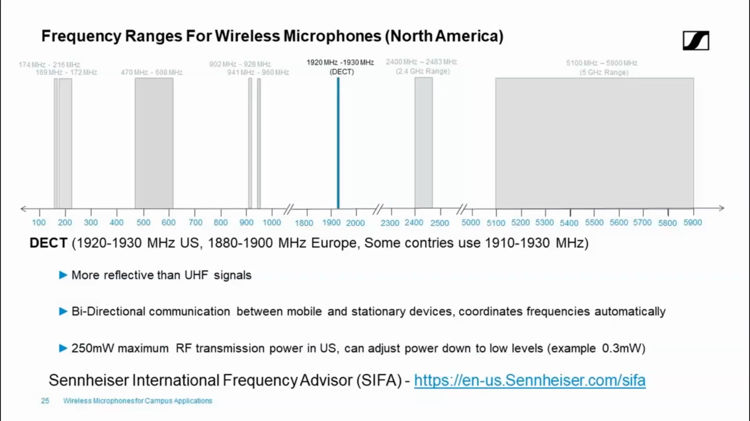It's not a very large area. It's only about 10 megahertz wide. In Europe, it's 20 megahertz wide. But it does have some interesting features, one being that the technology requires it to be a transceiver. So your belt pack or your handheld is going to send audio signal, but it's also going to communicate with the receiver itself, and they'll talk to each other and set up frequencies automatically and gain control automatically.